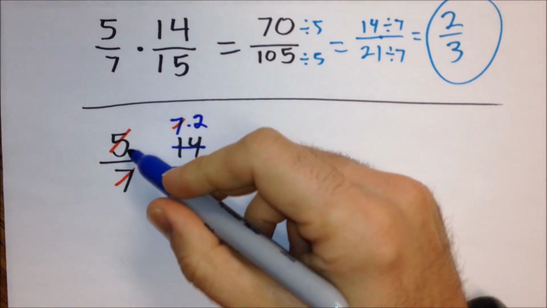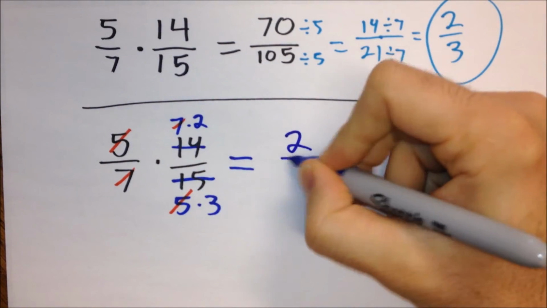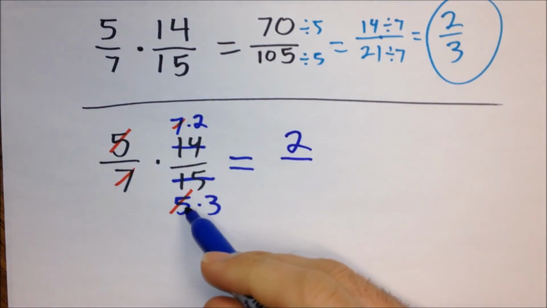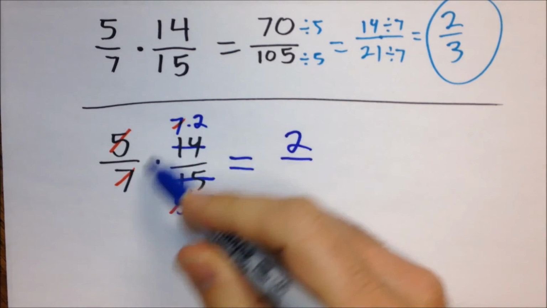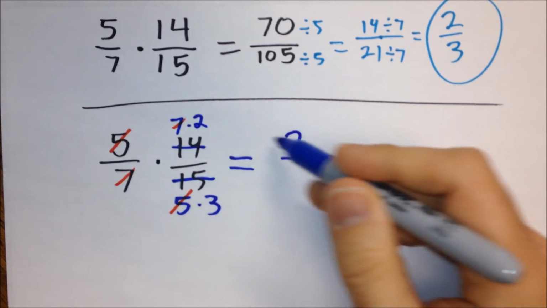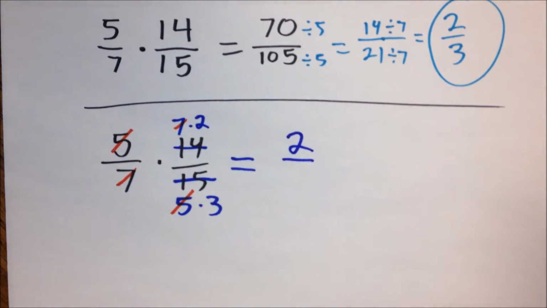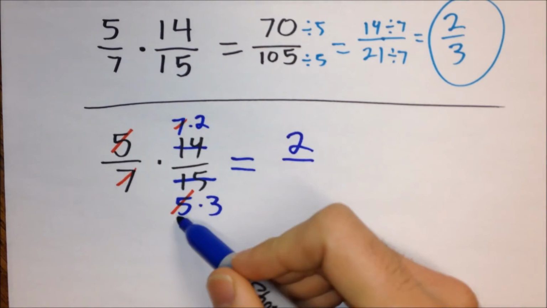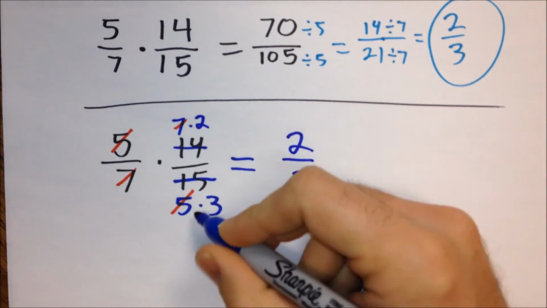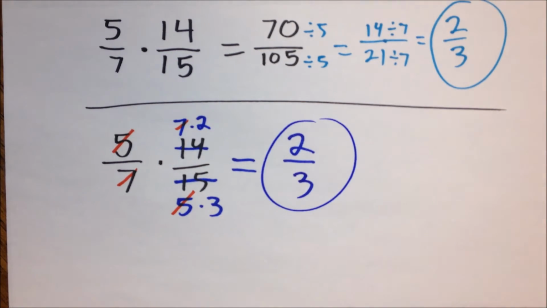Now, notice what I have left. What I have left in the numerator is a 2, because my 5 has been divided by this 5, my 7 has been divided by this 7, and the 2 is the only thing in this numerator that hasn't been divided out. Similarly, for my denominator, the only thing that hasn't been divided out is the 3, and so I end up with 2/3.